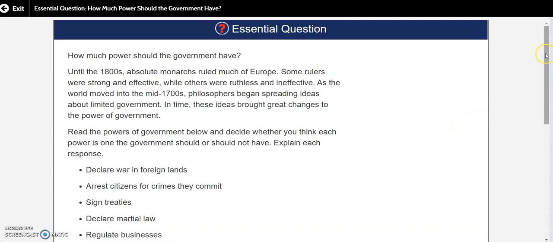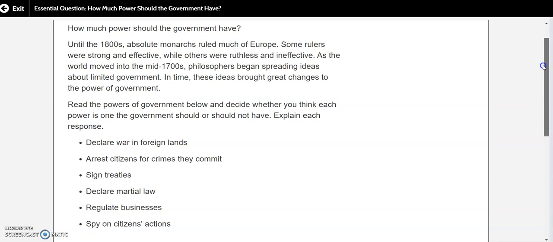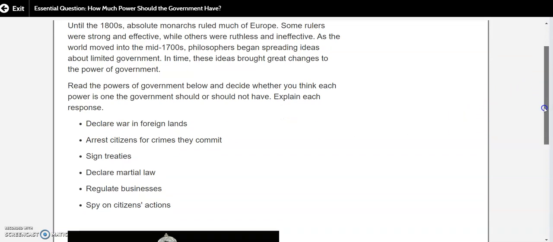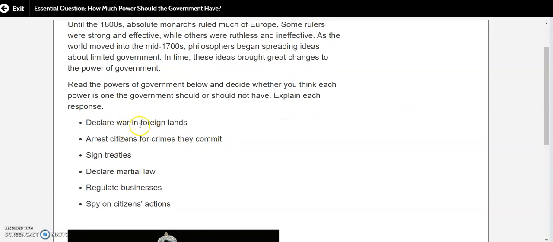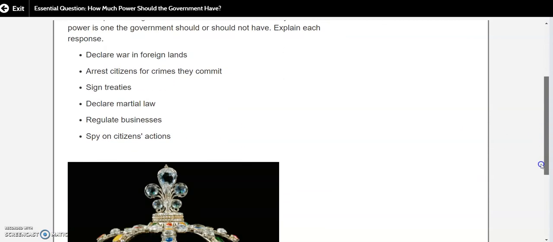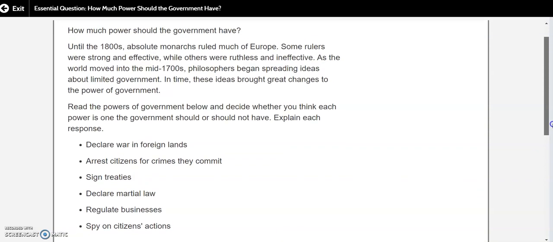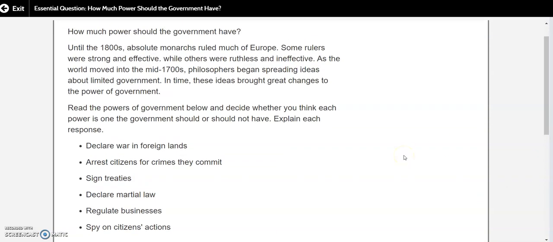The essential question is this: how much power should governments have? You can read this on your own. These are the powers that, basically in every country, governments have. They can declare war. They can arrest citizens. They can sign treaties. They can declare martial law. They can regulate businesses. They can even spy on their citizens. And it comes from the authority that governments assume to have over the citizens who live in that country.